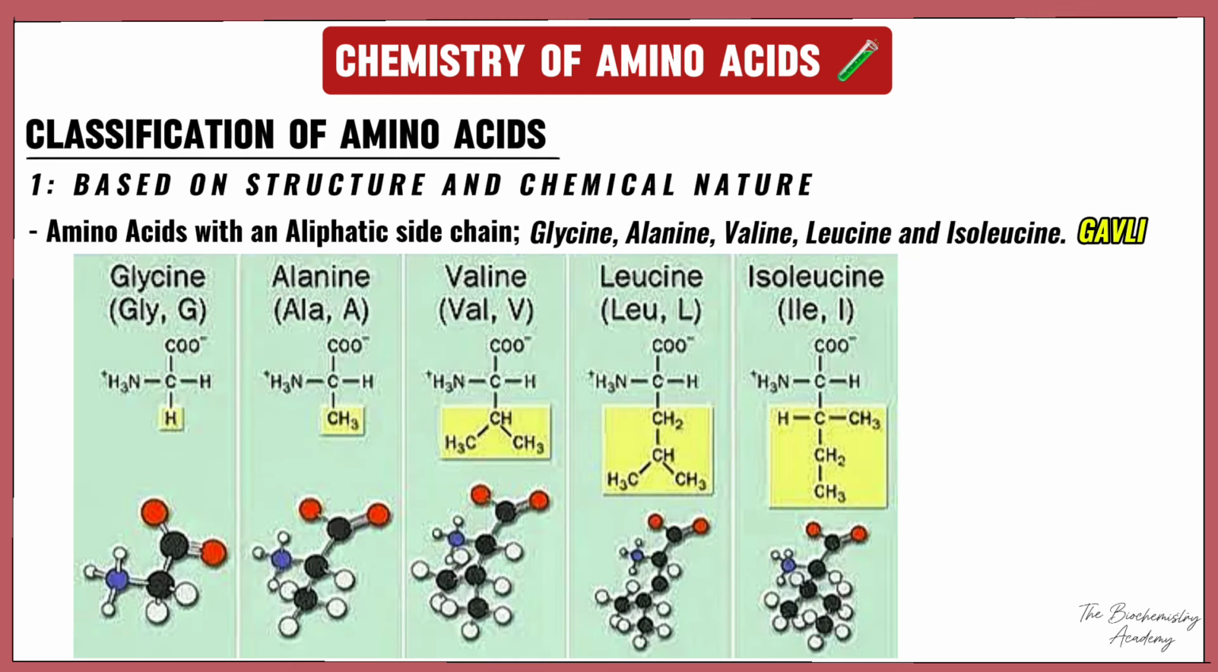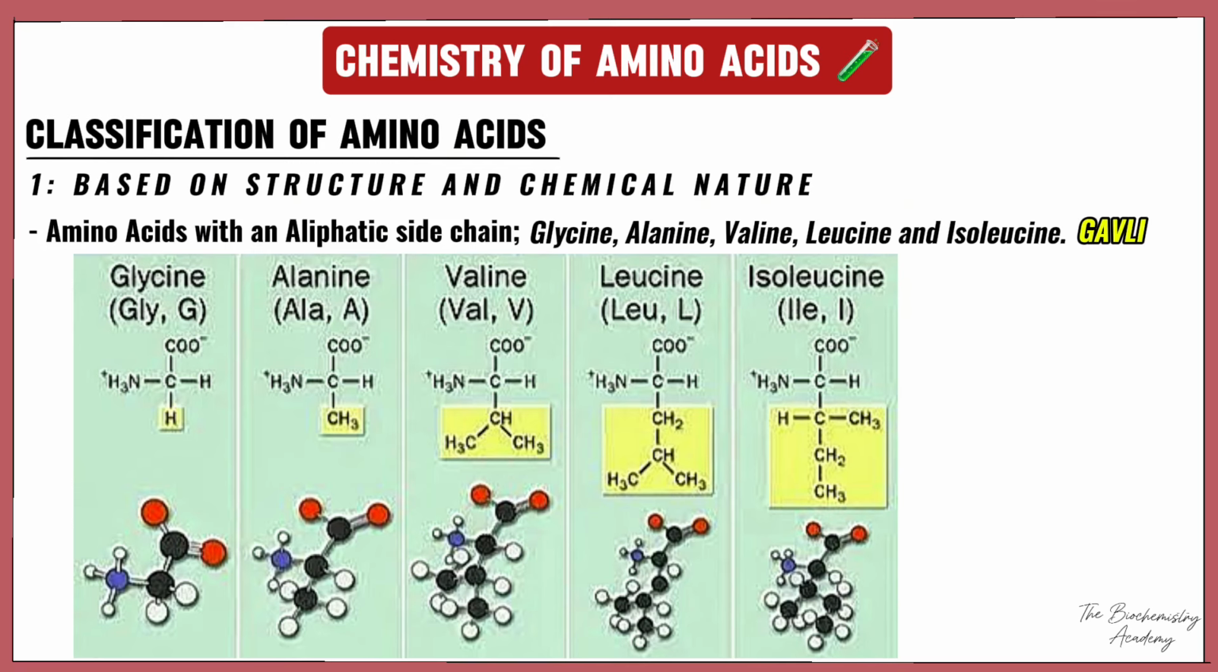The structure of glycine looks like this because it is not connected to 4 different groups. The next structure is alanine, which has a methyl group in the side chain. Then valine looks like this, then leucine, and finally isoleucine. Glycine is the simplest amino acid, which is optically inactive because it has no chiral center, while valine, leucine, and isoleucine are branched-chain amino acids.